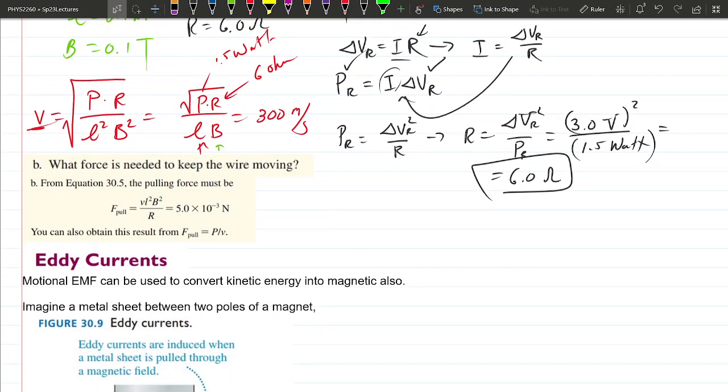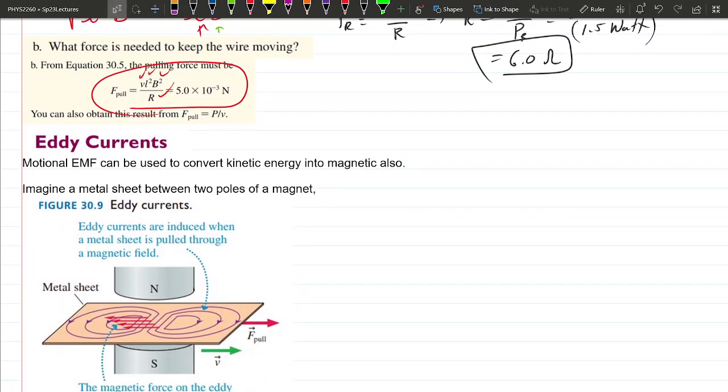So there's part B to this. Basically, if you want to calculate the force on it, you can calculate what the force is by just plugging in V, L, B, and R. What I'm going to do next is cover this idea of eddy currents.